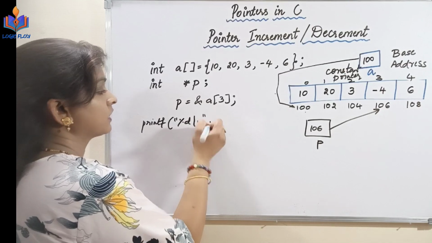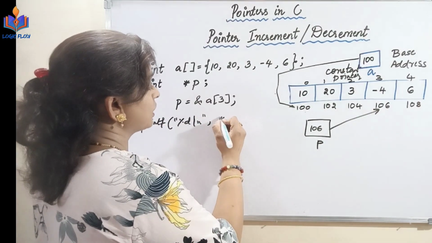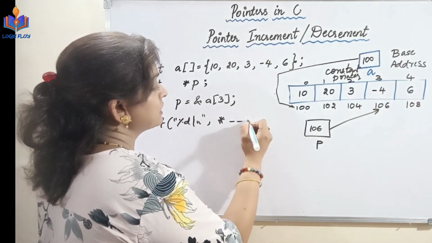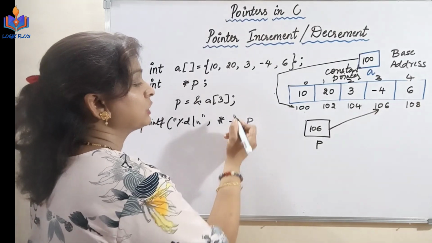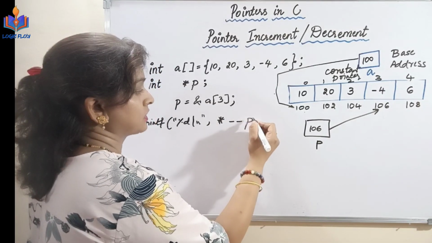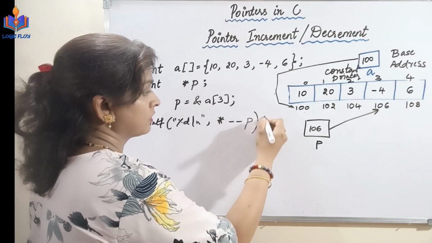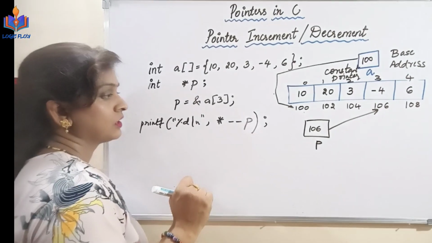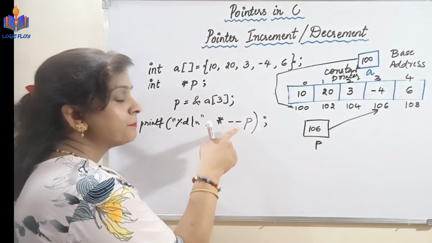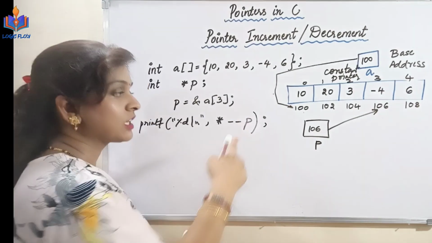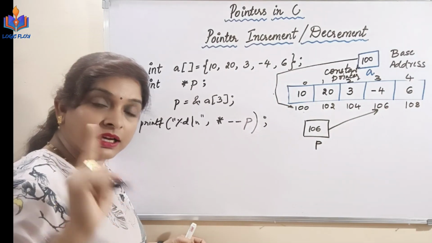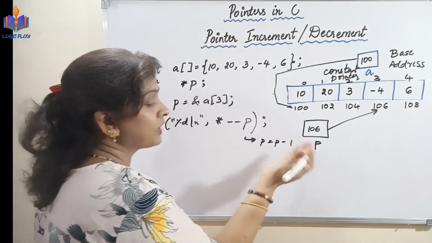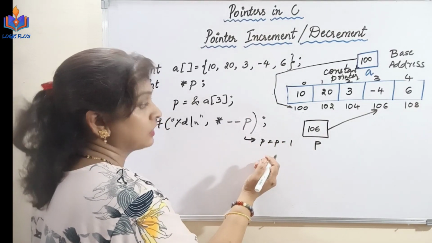%d. Let us see with prefix decrement. So it is asterisk minus minus P. Fine. You can write it in the brackets also, no difference. Now asterisk minus minus P. Now this is prefix decrement. Prefix decrement says you decrease the pointer value first. Means you do P equal to P minus 1. Means you get backward by one position, by one element.